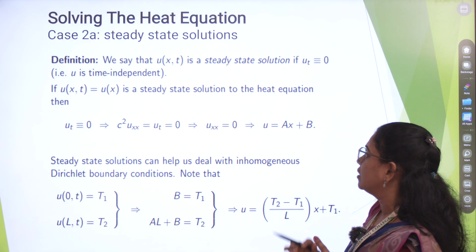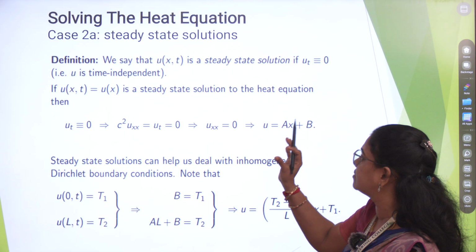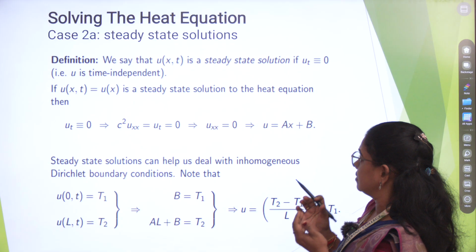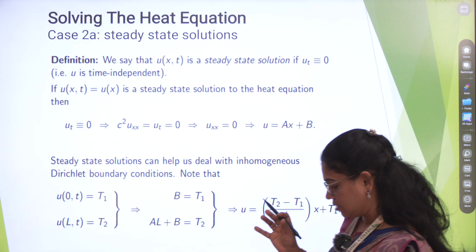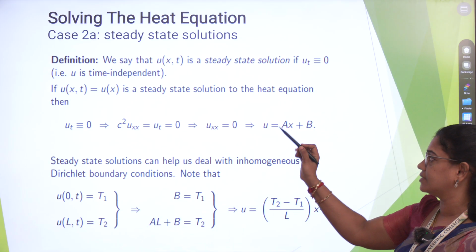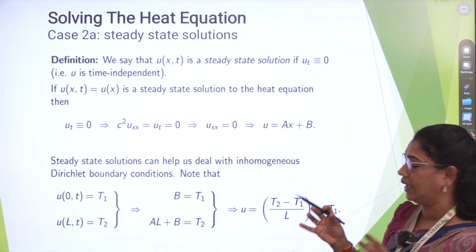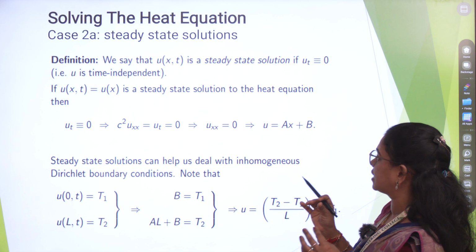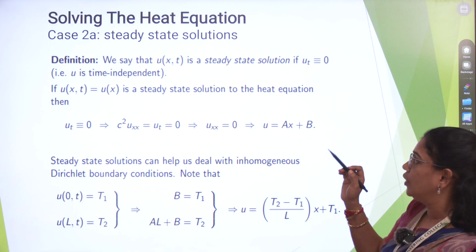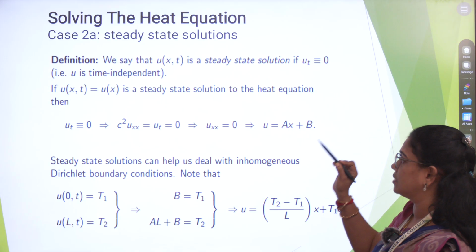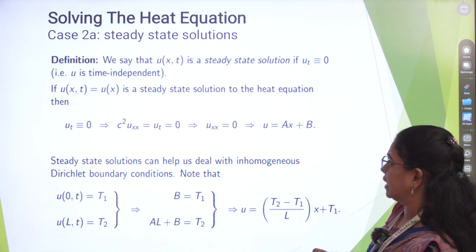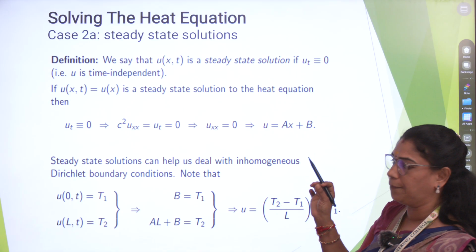Case 1, solving the heat equation: the steady state solution. First we discuss the steady state solution. Definition: we say that u of x comma t is a steady state solution if ut is equal to 0, that is, u is time independent.